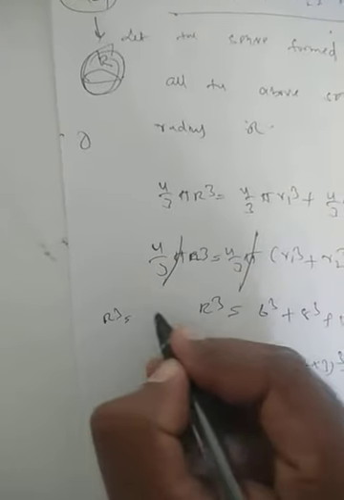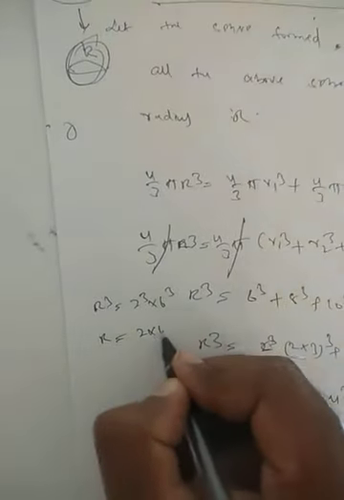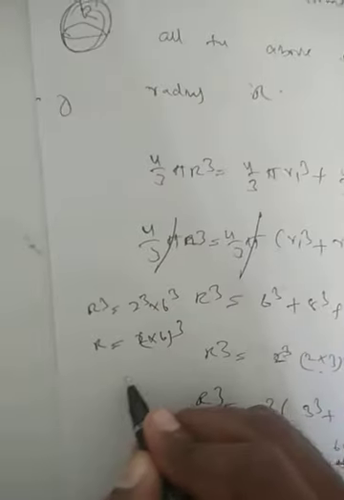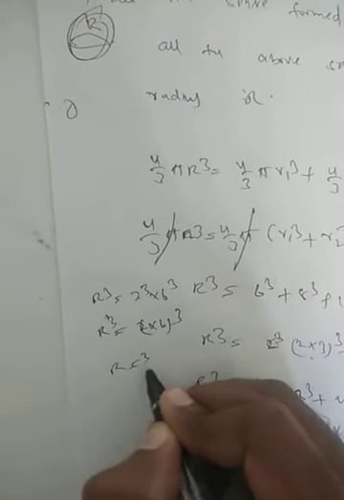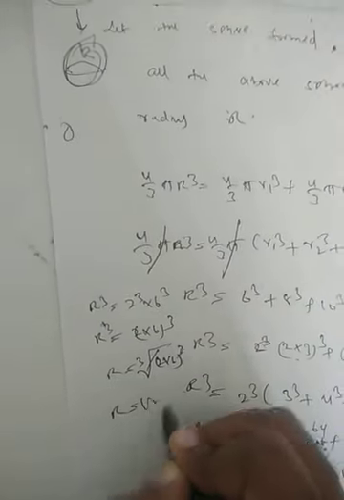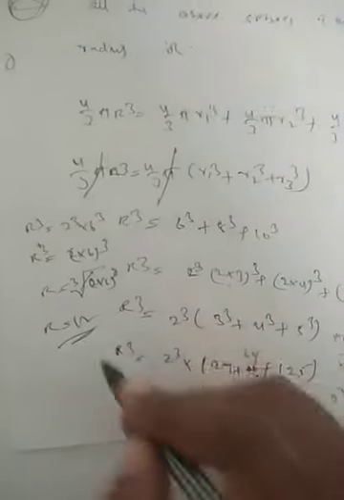So I am writing R cube is equal to 2 cube into 6 cube, so R is equal to 2 into 6 whole cube. This is 6 into 6 into 6. If you don't know, do the LCM. So R is equal to the cube root of 2 into 6 whole cube, and the cube and cube root cancel. The radius of the new sphere formed is 12 centimeter.